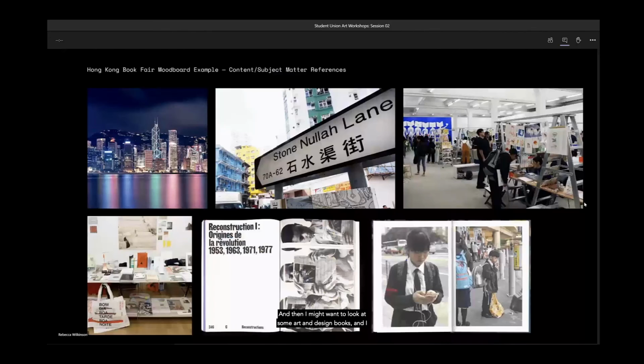And then I might want to look at some art and design books, and some design books that deal with the subject matter of life in Hong Kong. So that's my first level references. Those are laying the foundation for the rest of my visual research.